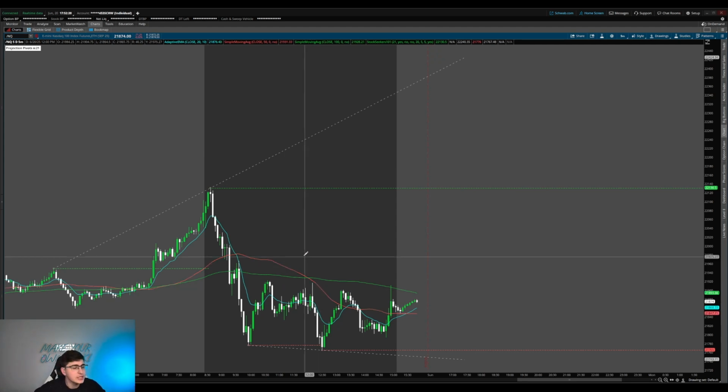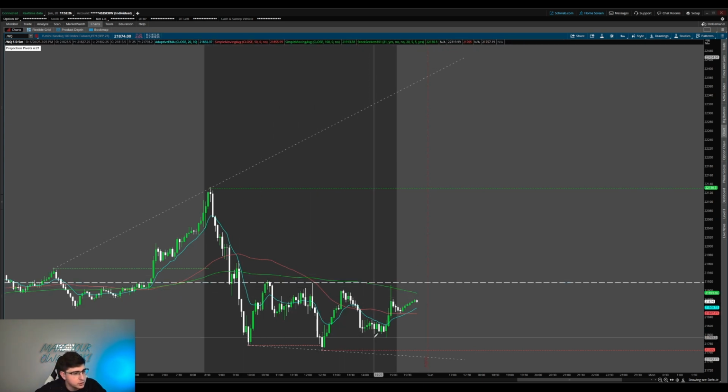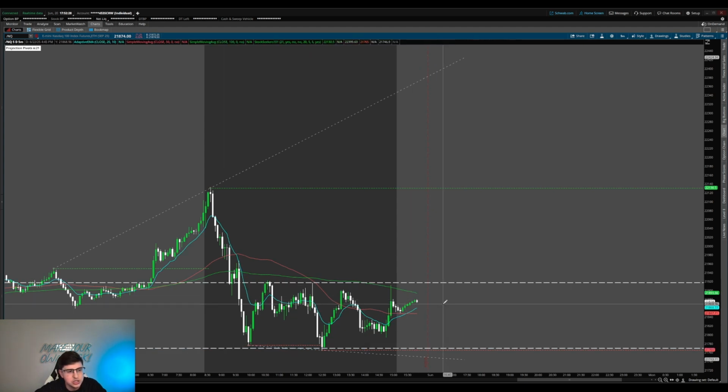All right, so we can see right here, this is Friday, right? We're on the 5-minute time frame. We're in a consolidation trend, right? We're literally just trading sideways. We should know that. And then this is obviously a downtrend, and this is obviously an uptrend.